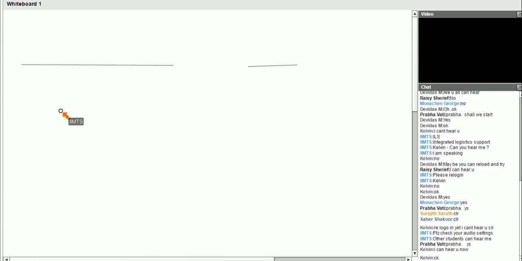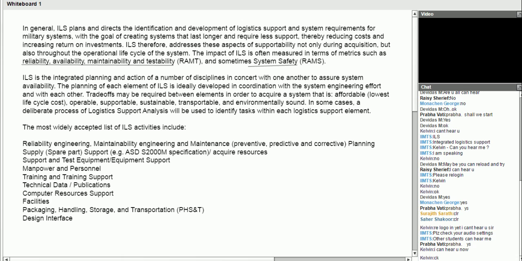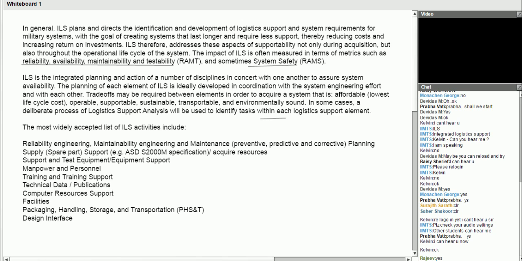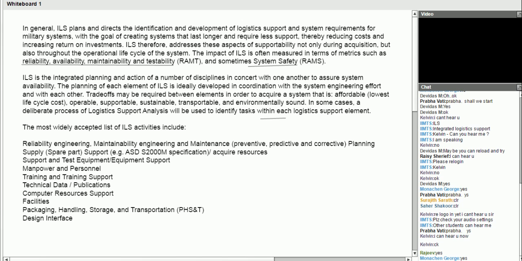In some cases, a deliberate process of logistic support analysis will be used to identify tasks within each logistic support element. I hope all of you are familiar with the term logistics, as I have already taken my class on logistics. Kevin, are you aware of logistics? What do we mean by logistics?